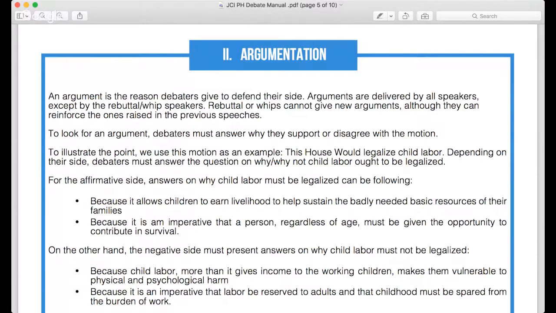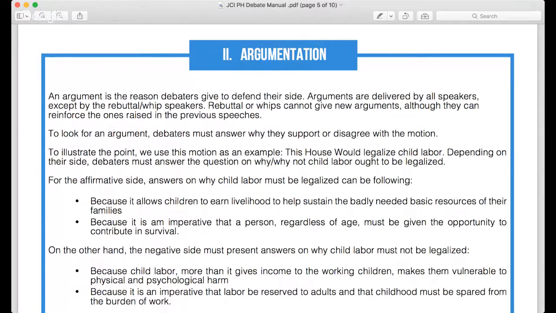To illustrate the point, we use this motion as an example. This House would legalize child labor. Depending on their side, debaters must answer the question on why or why not child labor ought to be legalized. The affirmative side has to answer why child labor must be legalized. For example, because, if you're going to notice the word because, it allows children to earn livelihood to help sustain the badly needed basic resources of their families.